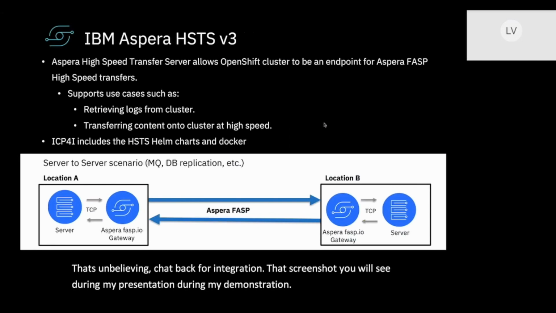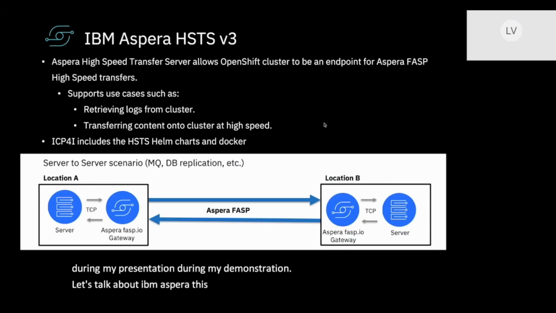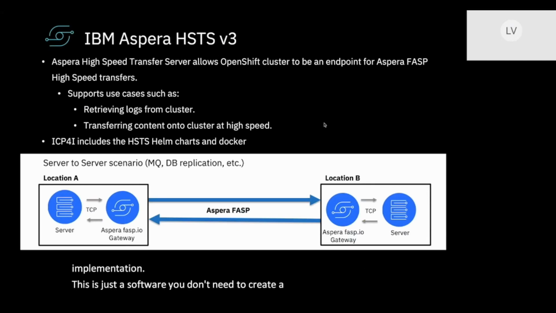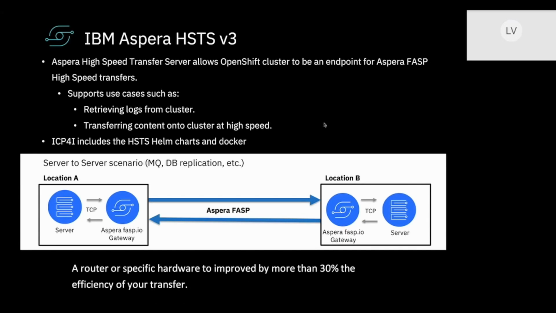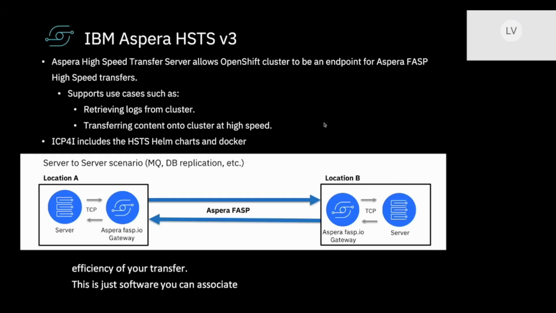Let's talk about IBM Aspera. This is for high-speed transfer. And what is the value of using Aspera? That's not a hardware implementation. This is just software. You don't need to create a specific network or use a specific router or specific hardware to improve the efficiency of your transfer by more than 30%. You can instantiate it from the source and into the destination.